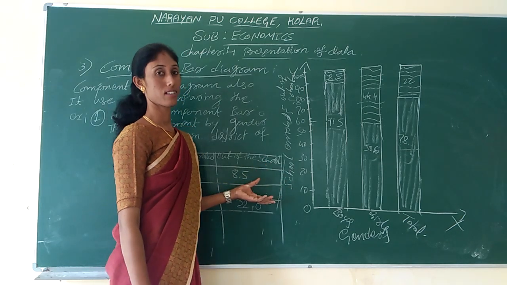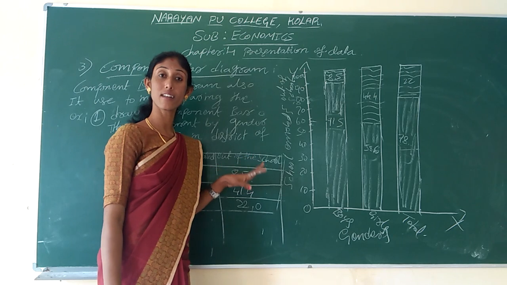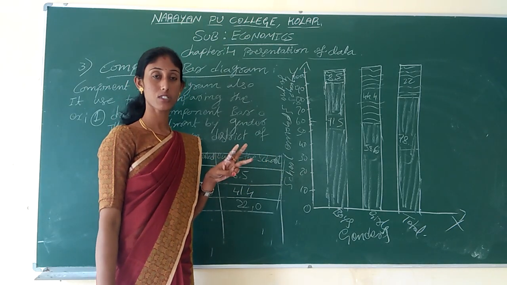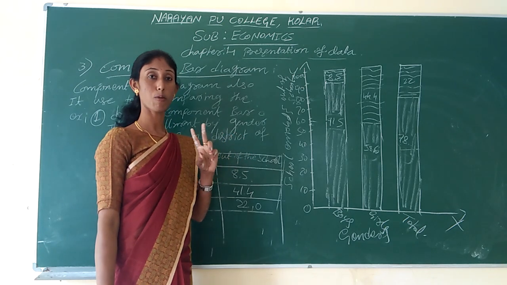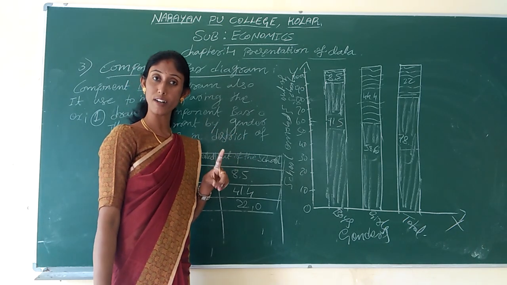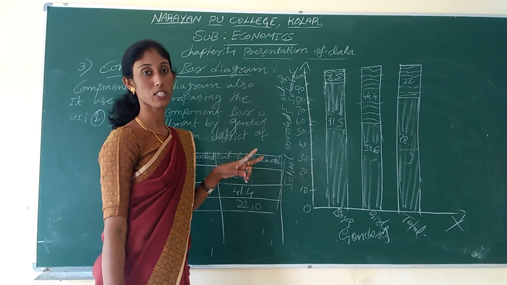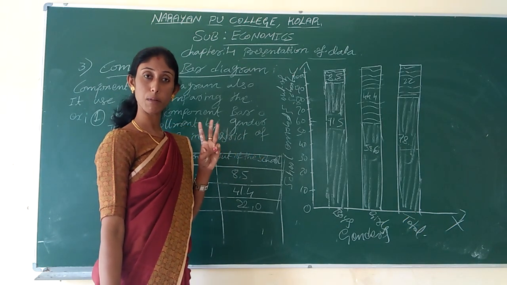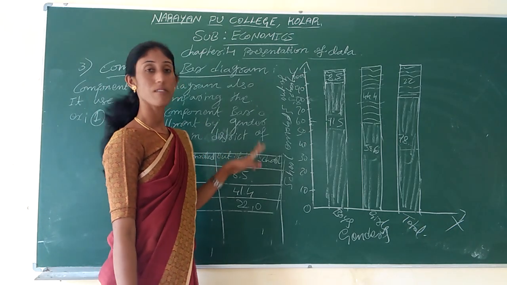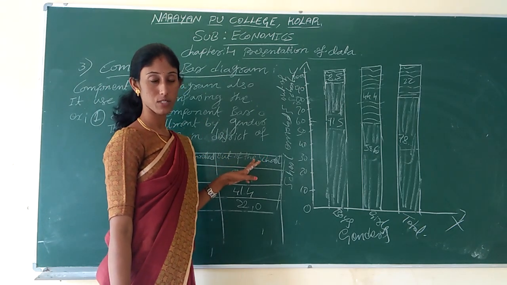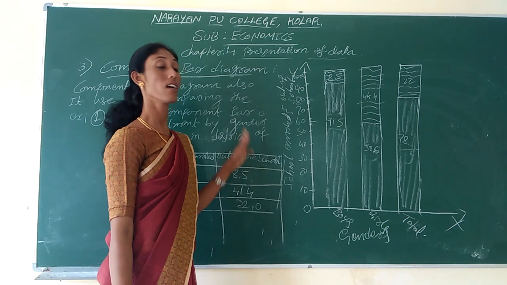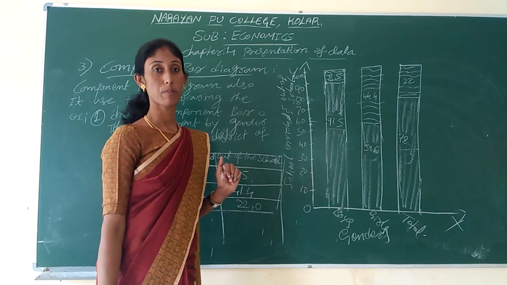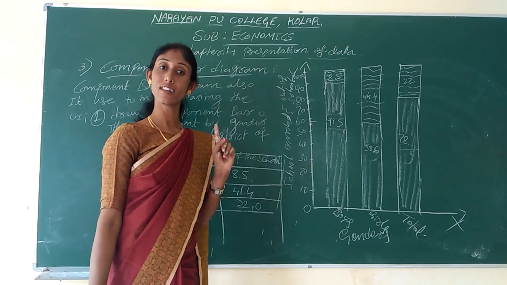Okay, now we have completed the discussion of bar diagrams. In diagrammatic presentation, geometric diagrams are broadly classified into bar diagrams and pie charts. In bar diagrams, we have three types: simple bar, multiple bar, and component bar. With these three types, we have completed the discussion. Next, we are moving to one more type of geometric diagram, that is the pie chart.